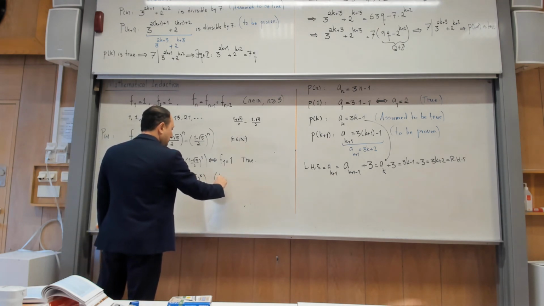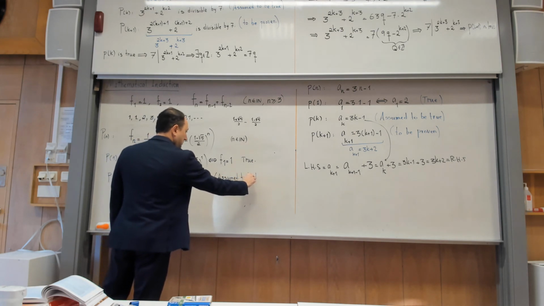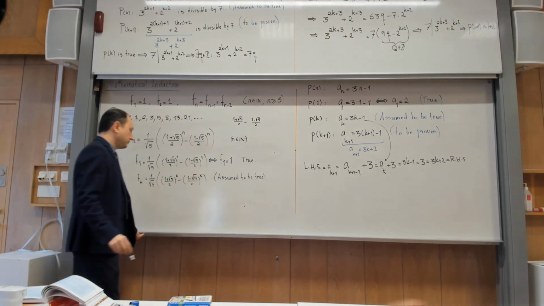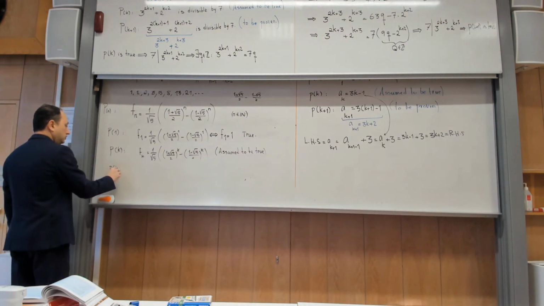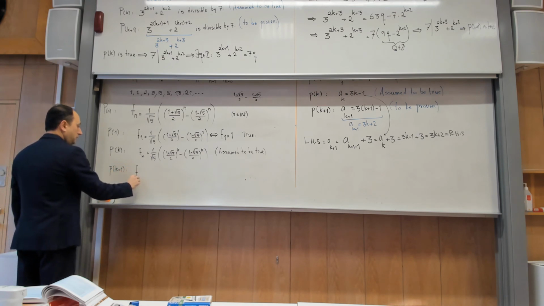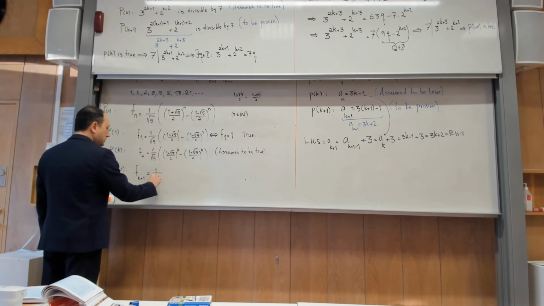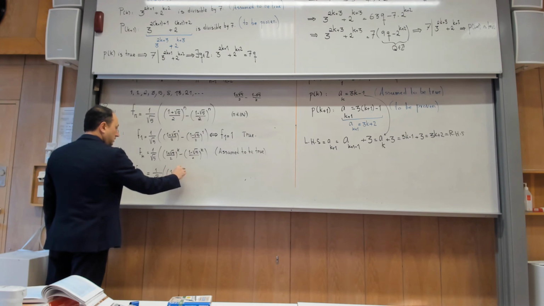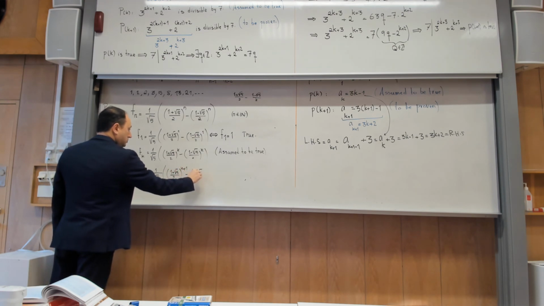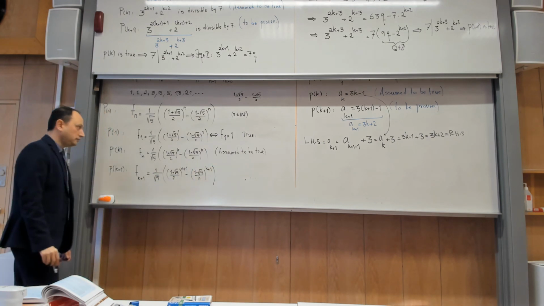Assumed to be true. Yes, this is assumed to be true. What I need to show might be hard, I don't know. We have to show that f sub k plus 1 is equal to 1 over square root of 5, and then you should write this one to the power of k plus 1 minus 1 minus square root of 5 to the power of k plus 1, to be proven.